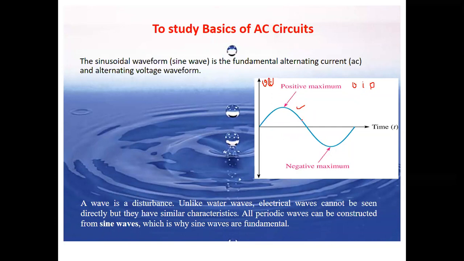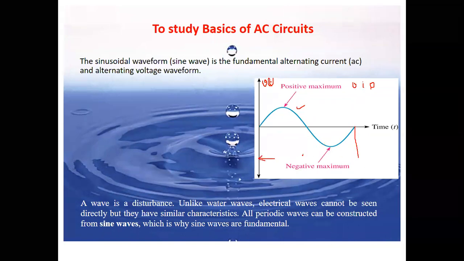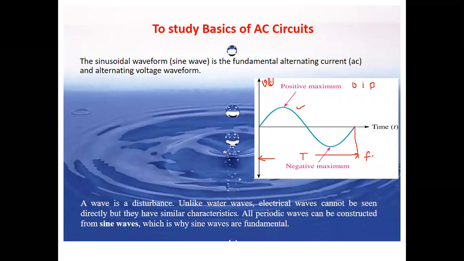A sine wave is a periodical waveform whose positive half cycle and negative half cycle are the same, and the same periodic waveform will be repeating after each time period. The inverse of the time period is called the frequency. The frequency is equal to the number of cycles per second, which is given by the inverse of the time period.